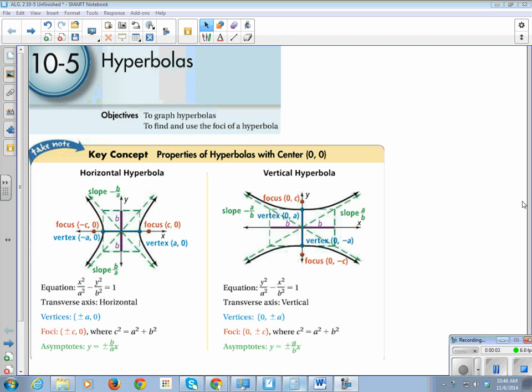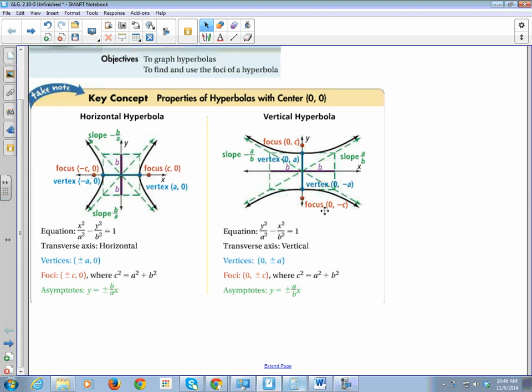All right, this is Chapter 10, Section 5, Hyperbolas. Our objective is to graph the hyperbola and to find and use the foci of a hyperbola. So there's two different equations for hyperbola.